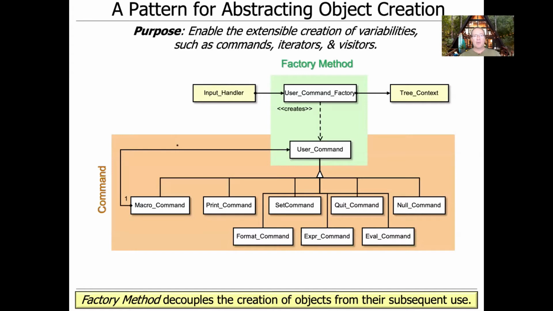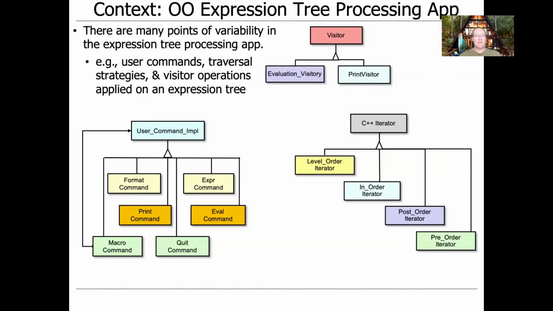What is a variability? Well, commands are variabilities. We just talked about the fact that there's a good half dozen commands. Those are all variables, but we want to be able to make them look common from the point of view of creating them and from using them. Other things that we're going to be able to have variabilities for would include iterators, would include visitors, and so on. And factory method decouples the creation of objects from their subsequent use. And that's very valuable, as we'll see.